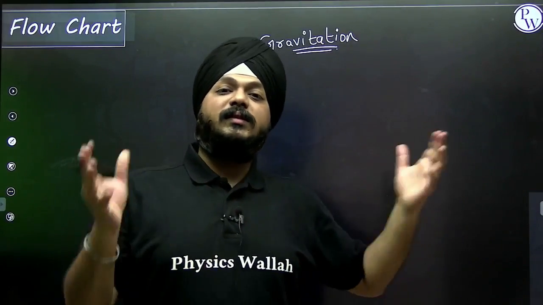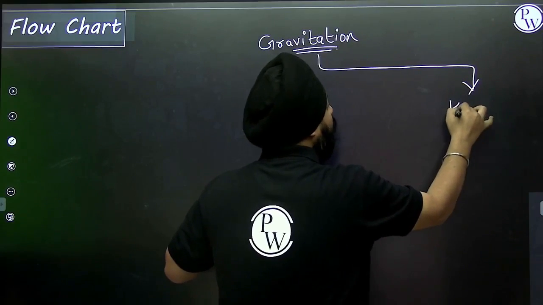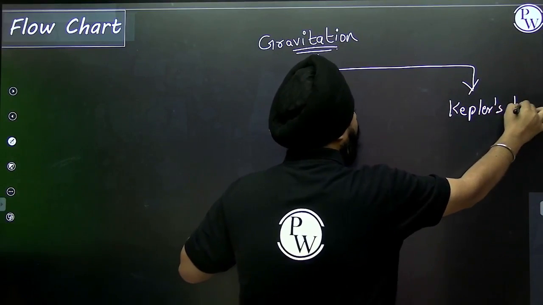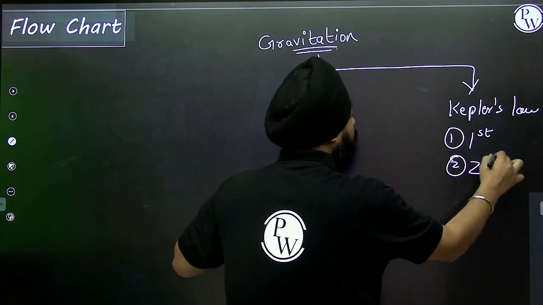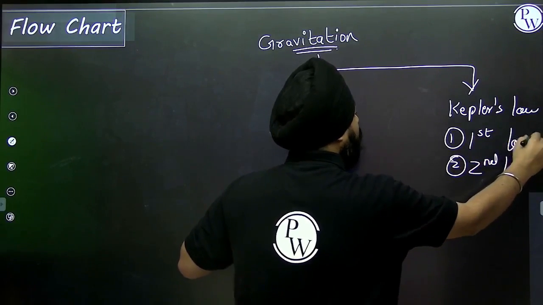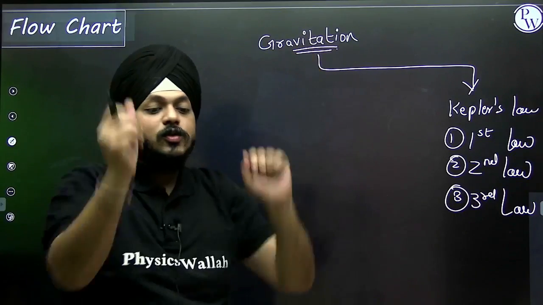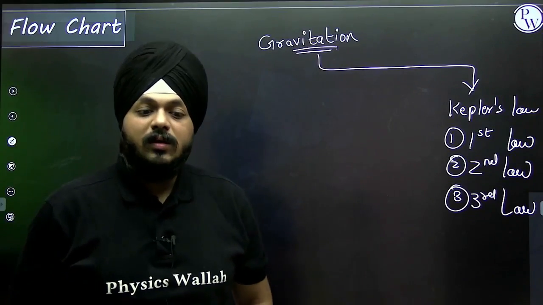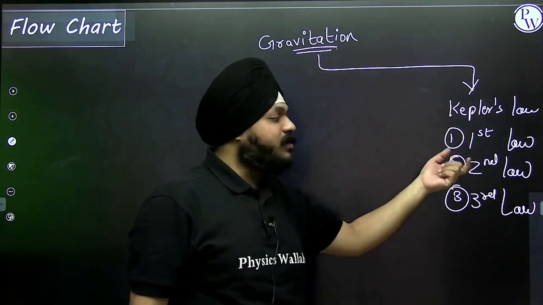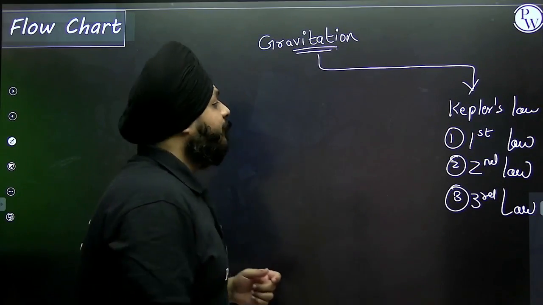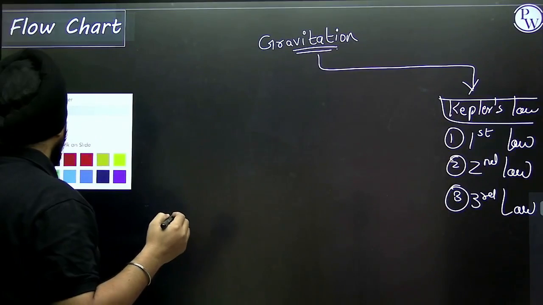But apart from this, Kepler was the person who gave the three laws of planetary motion: the first law, the second law, the third law. Law of orbits, law of areas, law of periods. So this is the first part of the flow chart of gravitation, that it starts with Kepler's laws.